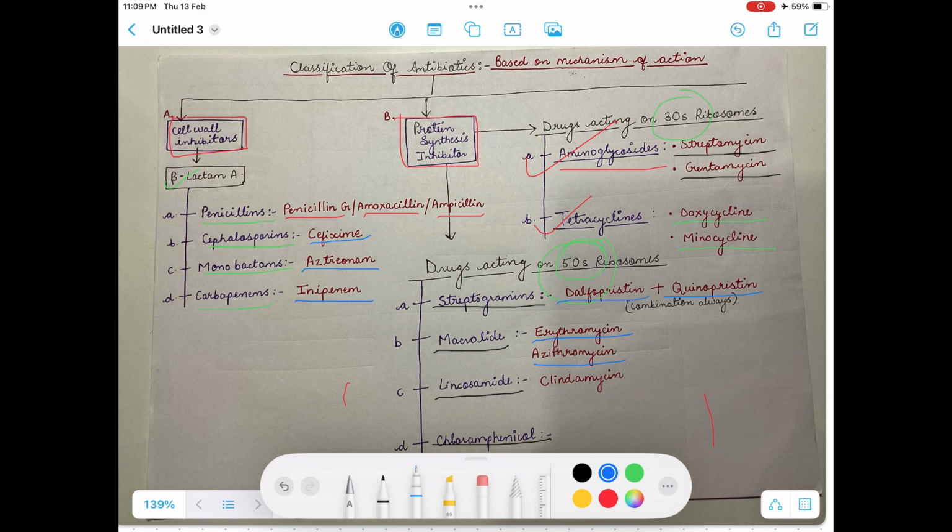And inside lincosamides we have clindamycin. See, there are patients who are allergic to these two drugs. So we give clindamycin. This is the safest drug. We give this drug in patients who are allergic to azithromycin and erythromycin.